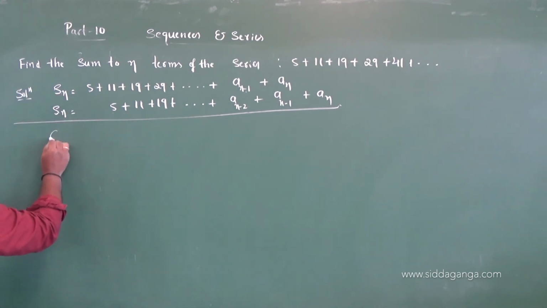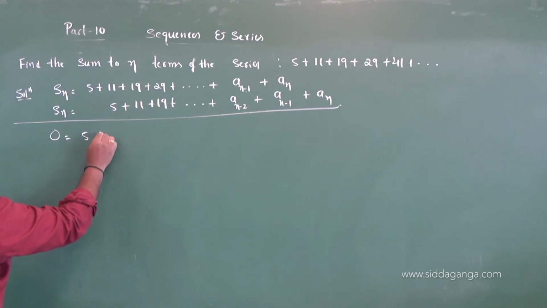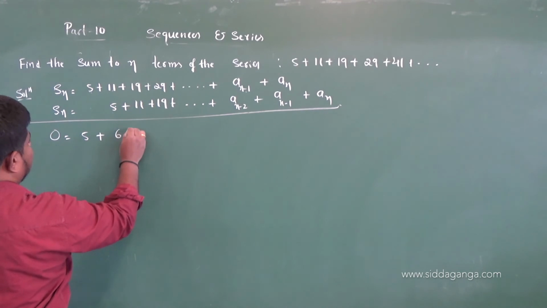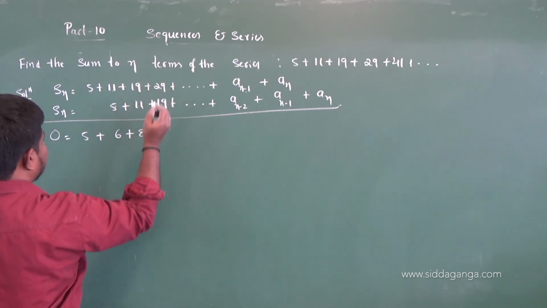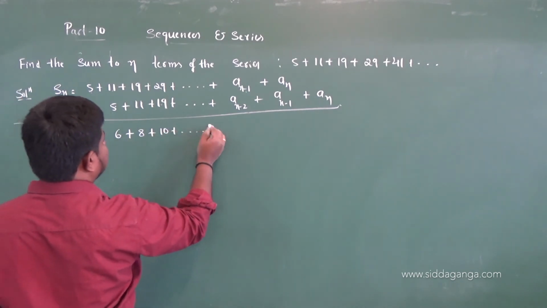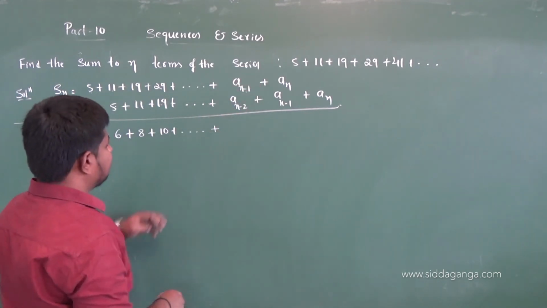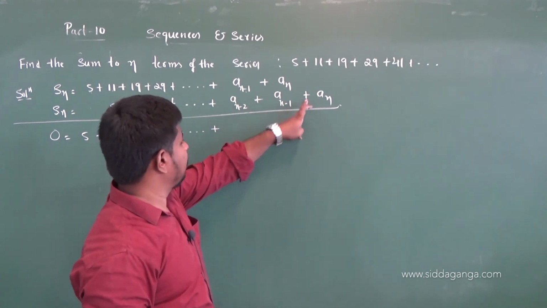Sn minus Sn, you get 0. 5 minus nothing, I am going to write 5 as it is, plus 11 minus 5, 6 you get, plus 19 minus 11, you get 8, plus 29 minus 19, you get 10, and so on. You get next term 12, 14, and so on. Plus here, this minus this, no need, right? This minus this, no need, right? So last you get minus An, right?